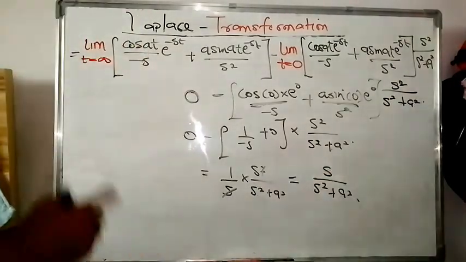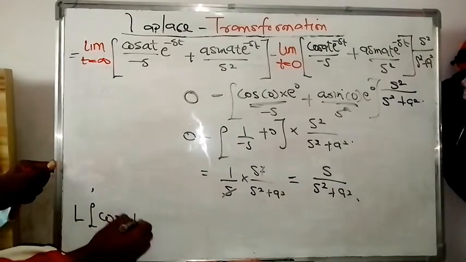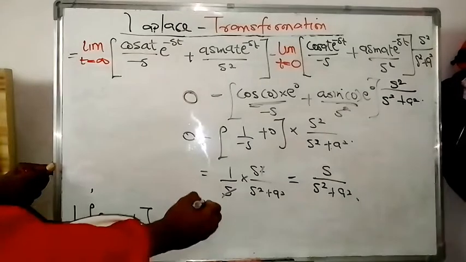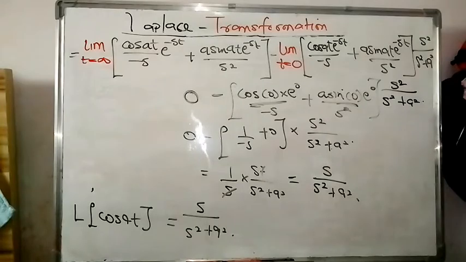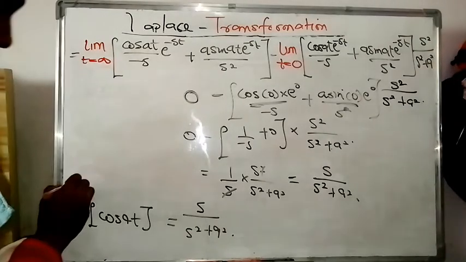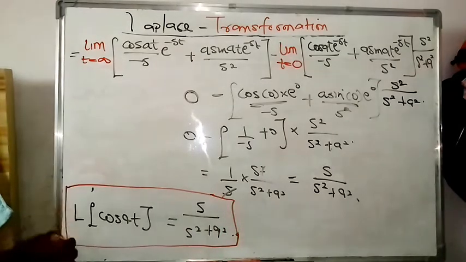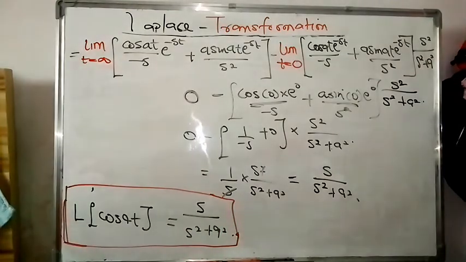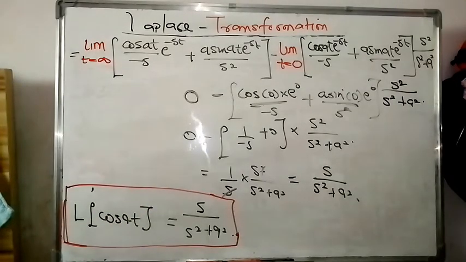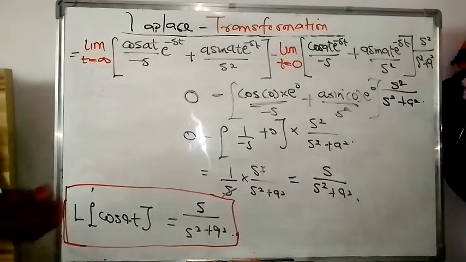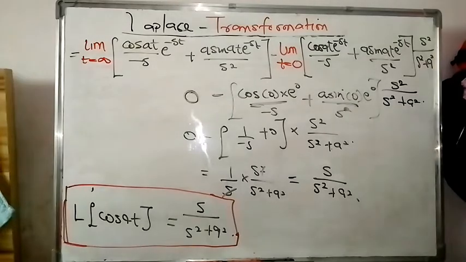So I can eventually say that the Laplace of cos at is equal to s divided by s squared plus a squared. I want you guys to jot this one down. This is our fourth standard solution, the Laplace of any cosine function. The Laplace of cos at is equal to s divided by s squared plus a squared. Now we're going to be taking two or more examples, then we move on to our next session.